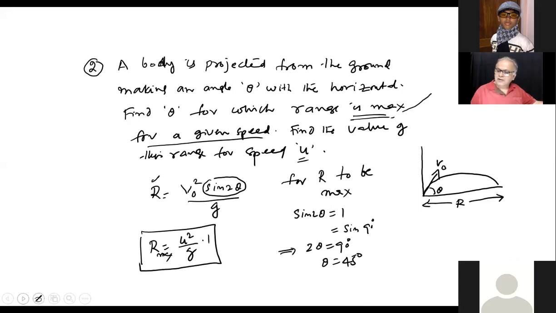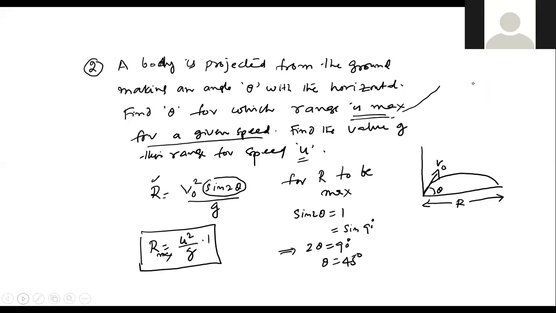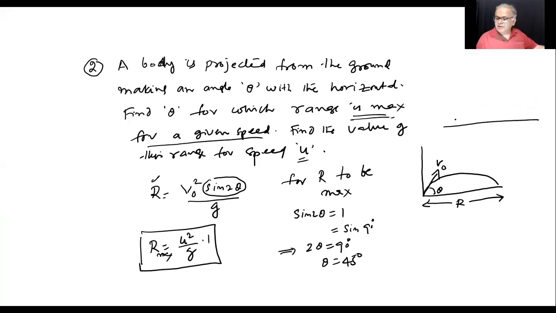Sir, if we throw the object parallel to the ground, doesn't the range count? Will the range be 0? Just a minute, I'll come back. What did you say? If we throw an object parallel to the ground, like I throw a body like this? Yes, sir. We discussed it already. Parallel to the ground means in air or along the ground?